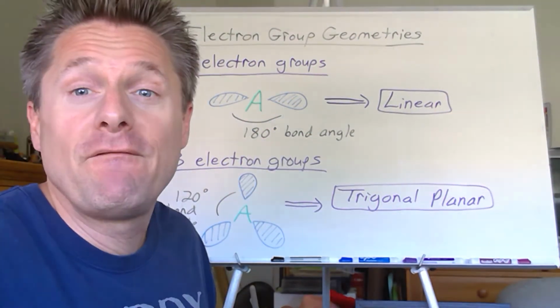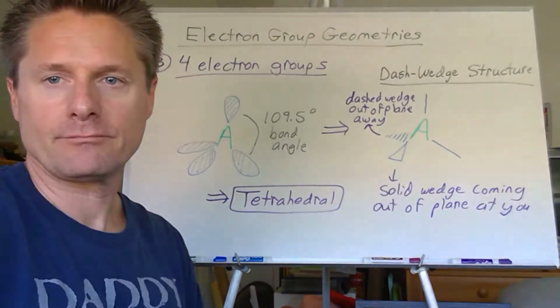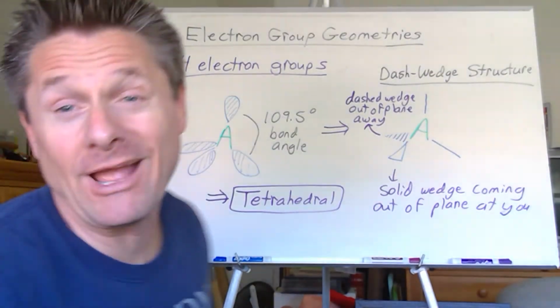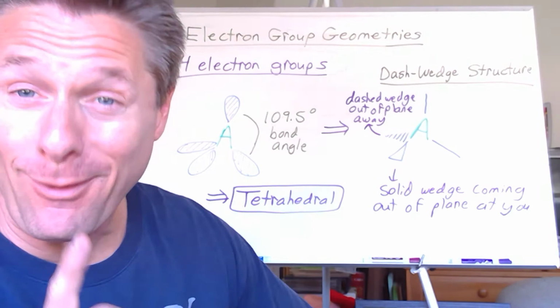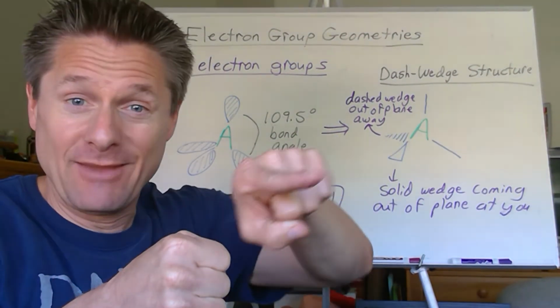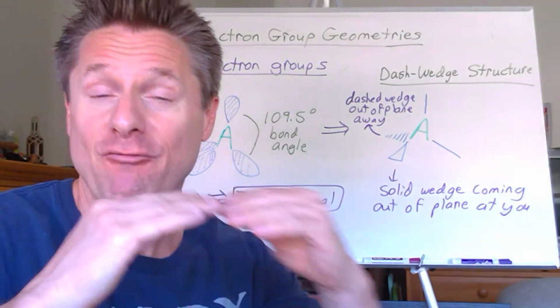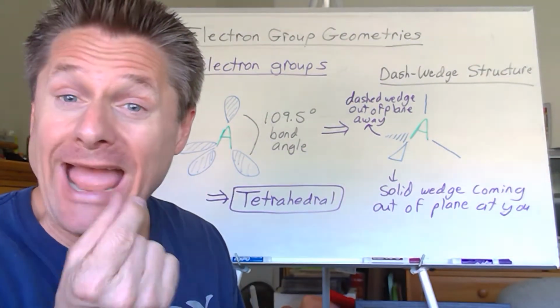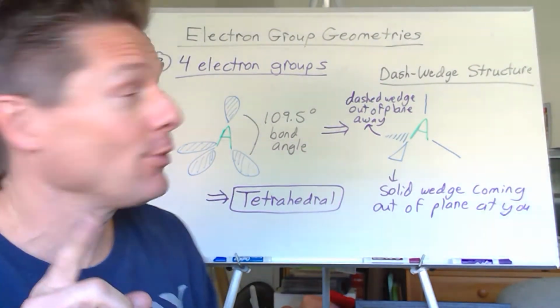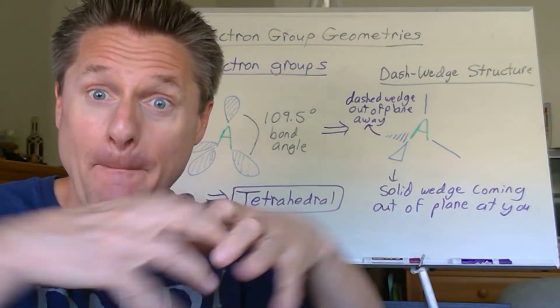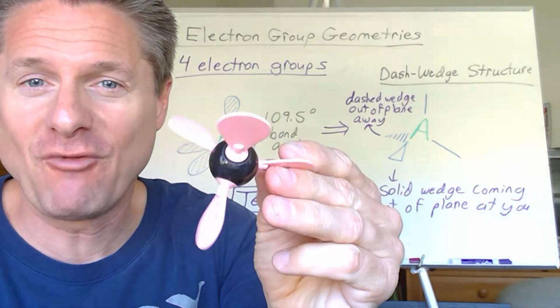See if you can do 4 electron groups for me. 4 got tricky. Were you tempted to do a square? Right? You put it in there, and if you keep it flat, you get a square that would be flat or 2-dimensional, but that would give you 90-degree bond angles. No. Once you get to 4 electron groups, boop! It pops into 3 dimensions.